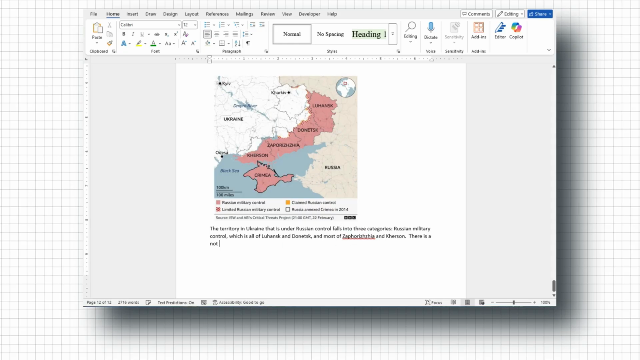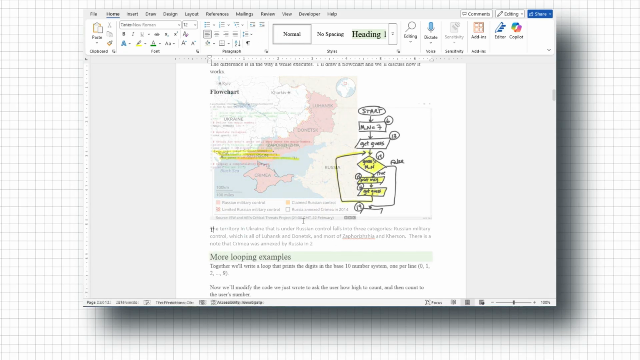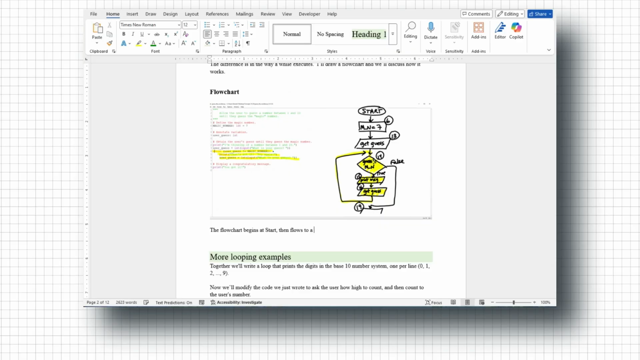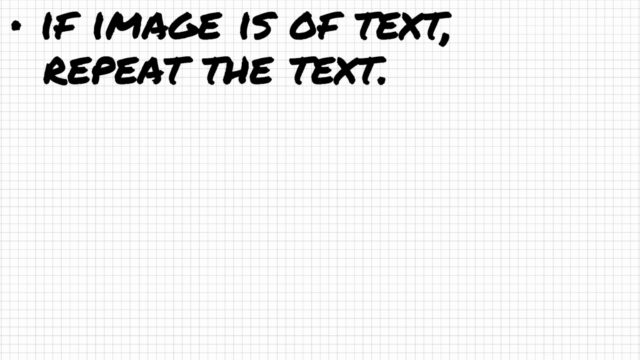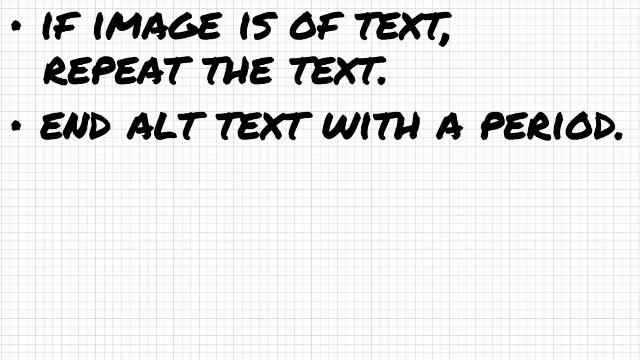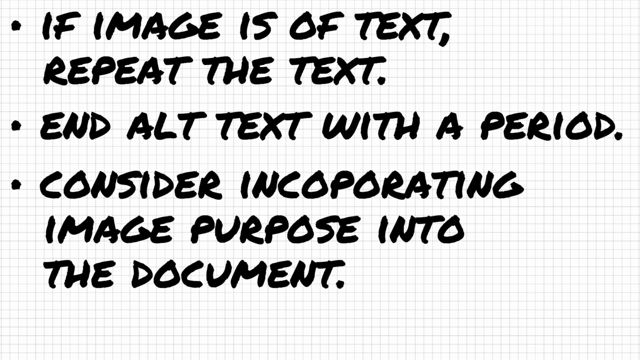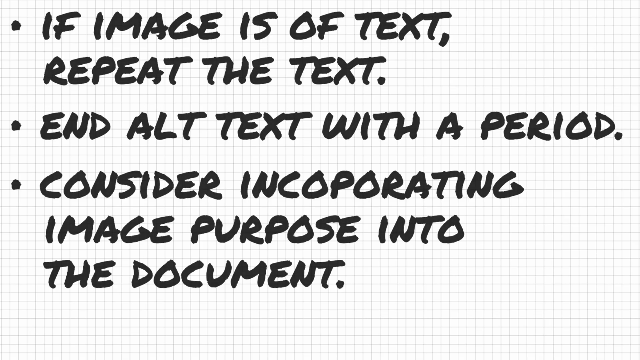Charts, graphs, and diagrams are other examples of complex images that require a long description. And here are some other considerations. If the image contains text, you should repeat the text verbatim. End your alt text with a period so a screen reader pauses after reading it. And consider incorporating the purpose of the image into the text of your document for all readers.